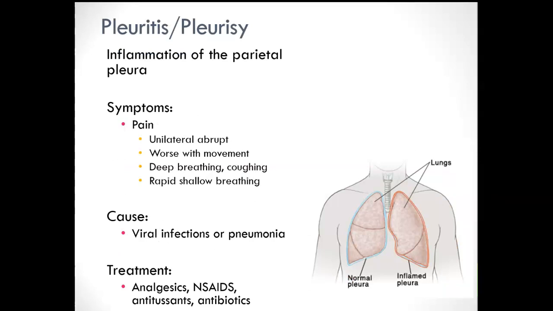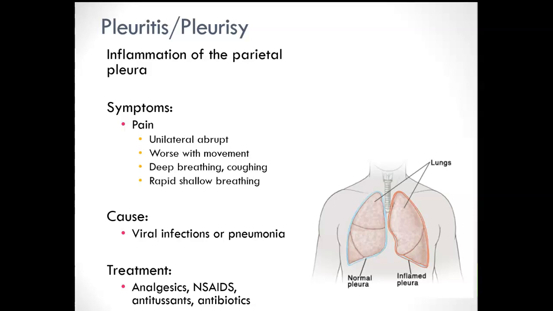Pleuritis or pleurisy is incredibly painful. So the big symptom is pain. It's unilateral. It's usually abrupt, and it can be worse with movement. So, of course, things like deep breathing, coughing, can make it worse. And it's usually due to a viral infection or pneumonia.